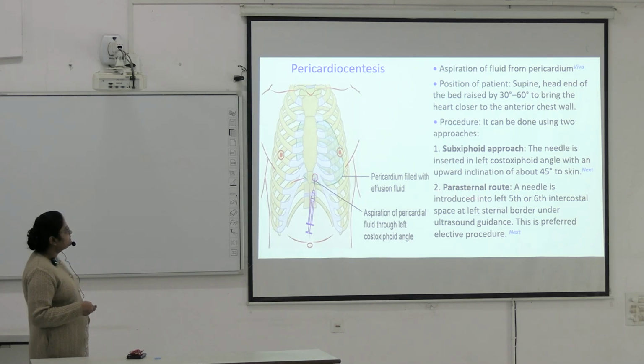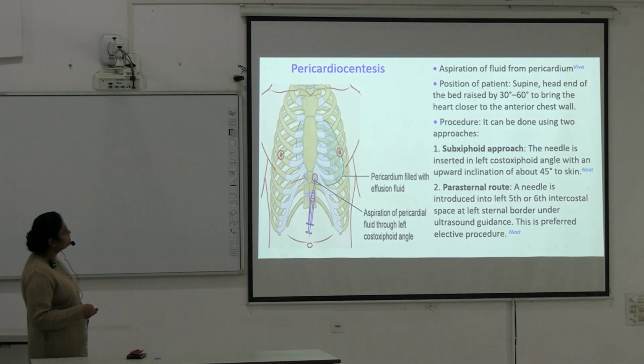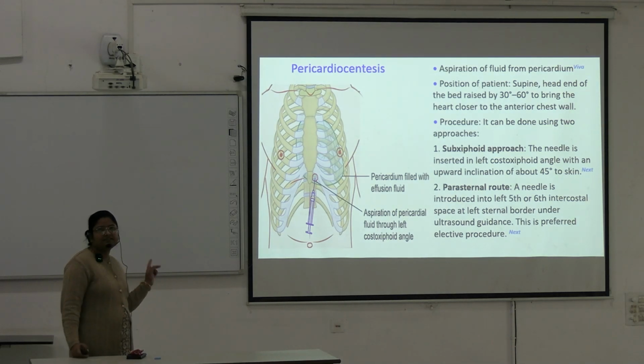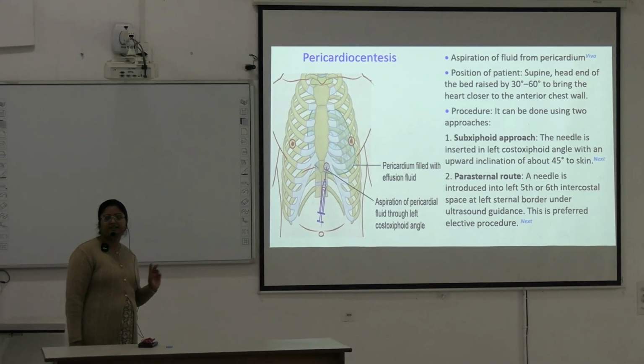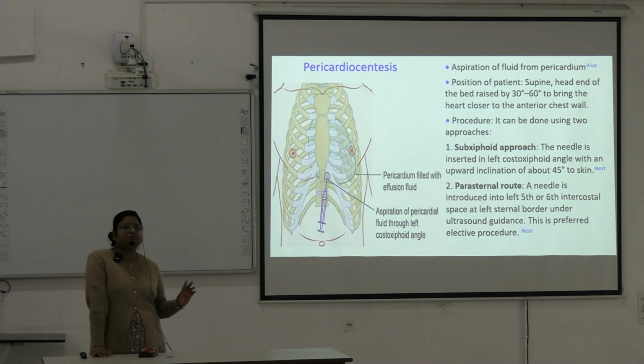And another is the parasternal route. A needle is introduced into the left fifth or sixth intercostal space here. Fifth or sixth intercostal space at the left sternal border. Under ultrasound guidance it is done and it is the preferred elective procedure. Okay. So two routes are important, subxiphoid approach and parasternal approach. Okay. So pericardiocentesis is also important for your clinical aspect, can come as a short note. Okay, so clinical aspects of the pericardium are very important.